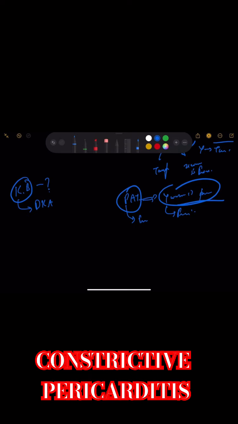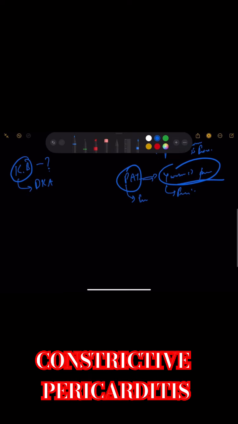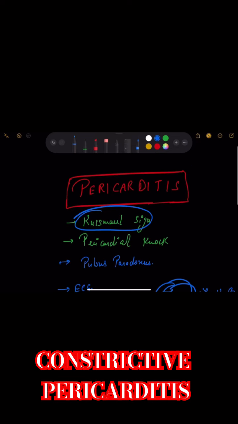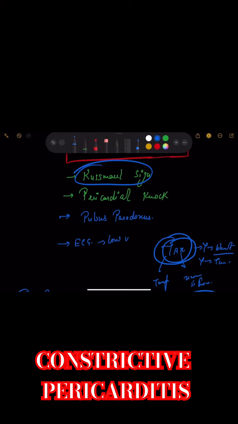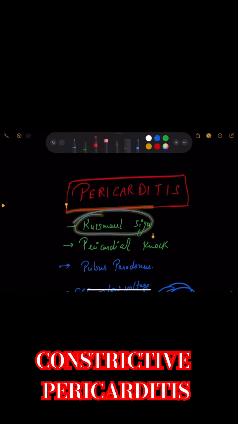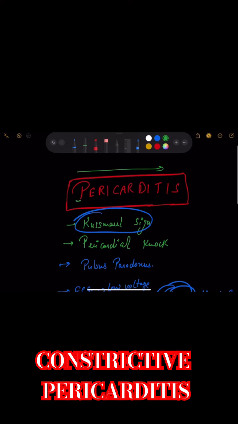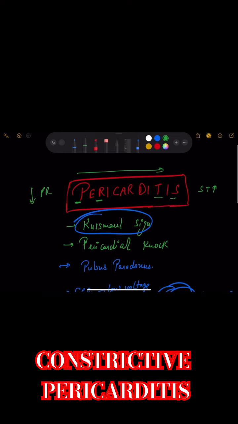Okay, now we'll talk about the ECG changes in pericarditis. There will be a very low voltage ECG in pericarditis. So we'll go from low to high like this, P to S. So we'll see P and R. PR interval decreases and ST interval increases. So if we go from low to high, PR interval decreases and ST interval increases.